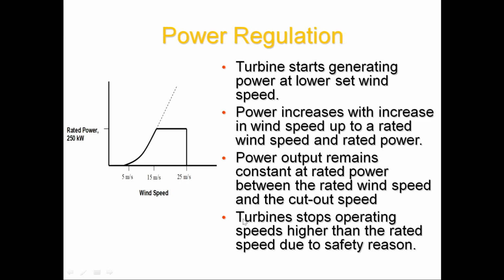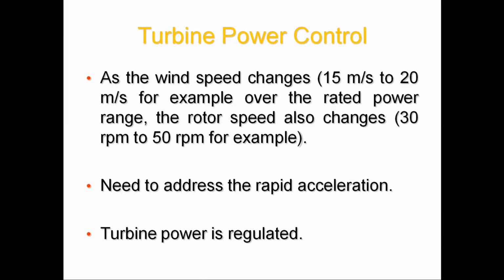The turbine stops operating at speeds higher than the cutoff speed due to safety reasons. If the wind speed becomes excessive, the generator will still generate only the rated power, because we need to limit the speed so that after the maximum power is generated, the power regulation mechanism will maintain that power without increasing beyond it. This is for safety reasons.